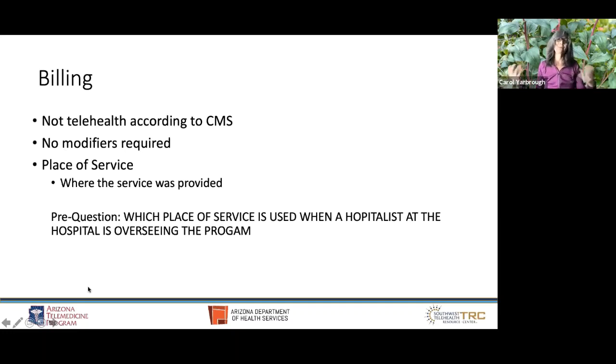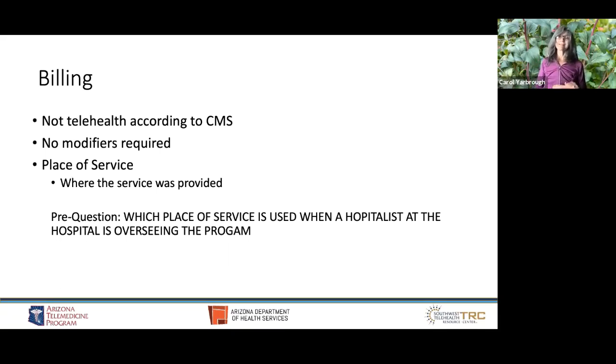Billing. Okay, the mysteries of RPM. At last I found you. This isn't telehealth according to CMS, so no modifiers go on these codes. Place of service is where the service was provided.